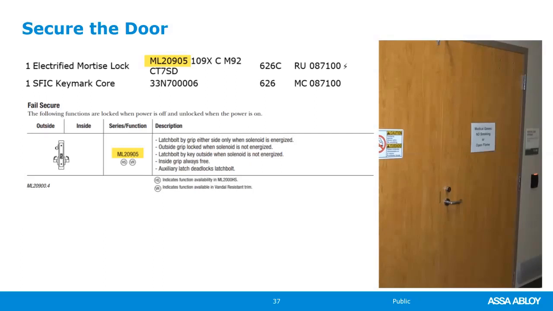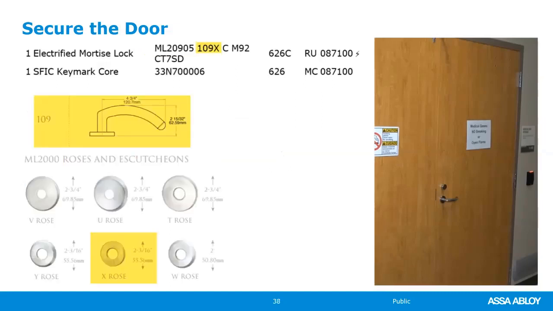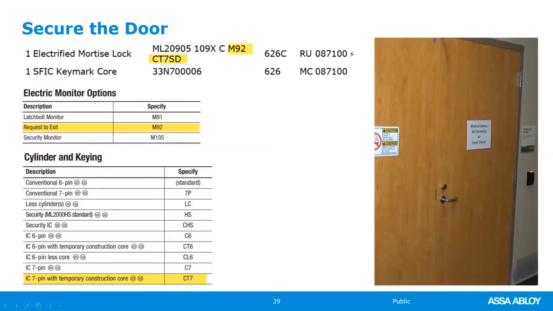So back to securing the door, the active leaf, card reader on the wall, momentarily unlocks the outside handle. When the door closes, it is secure again. Free egress, inside grip, always free for egress. Take a look at the other items. The 109X is the lever handle design and the rose design. The M92 request to exit.